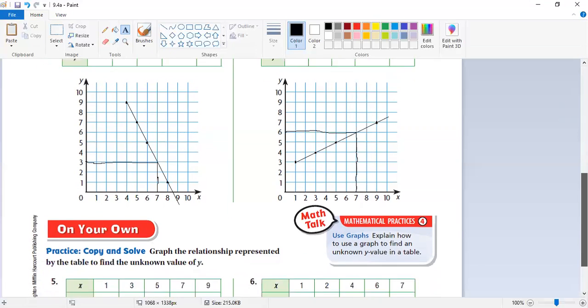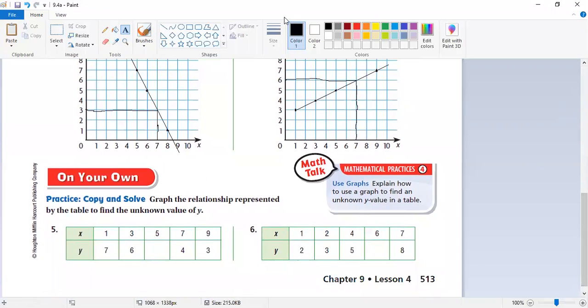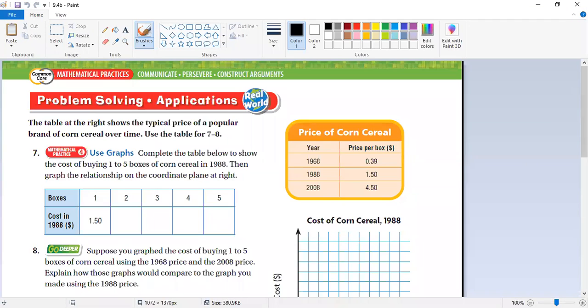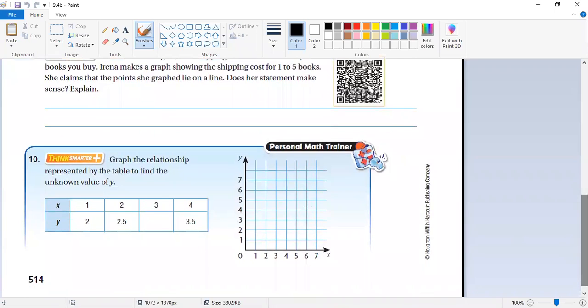Yes. So this was your lesson for today. I just want you to do one more question, and that is question number 10 on the next page. That's all, nothing more. Only question 10, so let's do it together.